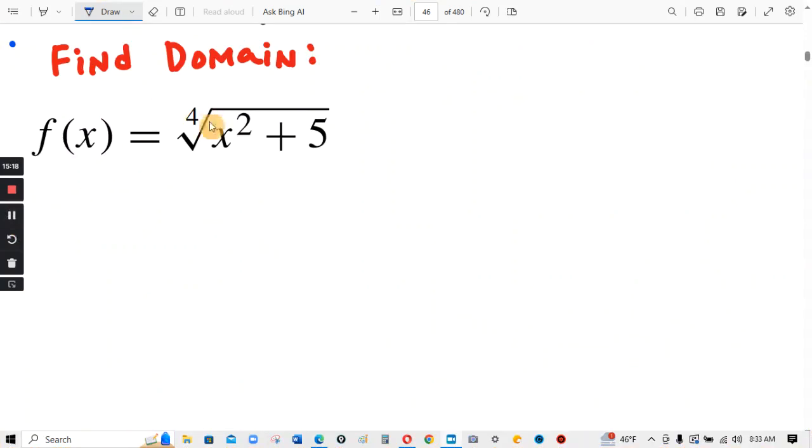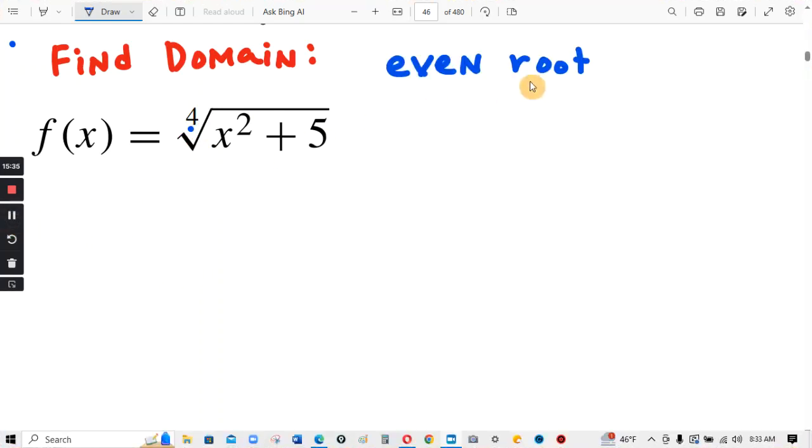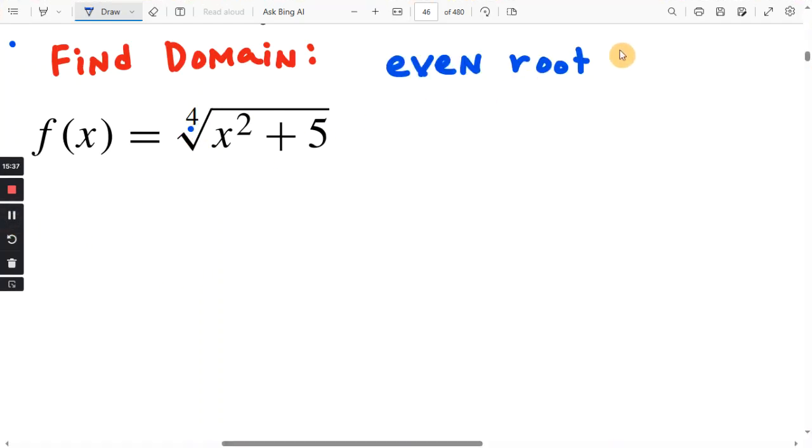All right, they want us to find the domain here. We see this is a 4th root rather than a square root. But just like for the square root, when the root is an even number, the part underneath the radical has to be greater than or equal to 0. Okay? If it were an odd root, that's fine. If it was like the cube root, the 3rd root, you can take the 3rd root of a negative. But for the even root, it has to be greater than or equal to 0.